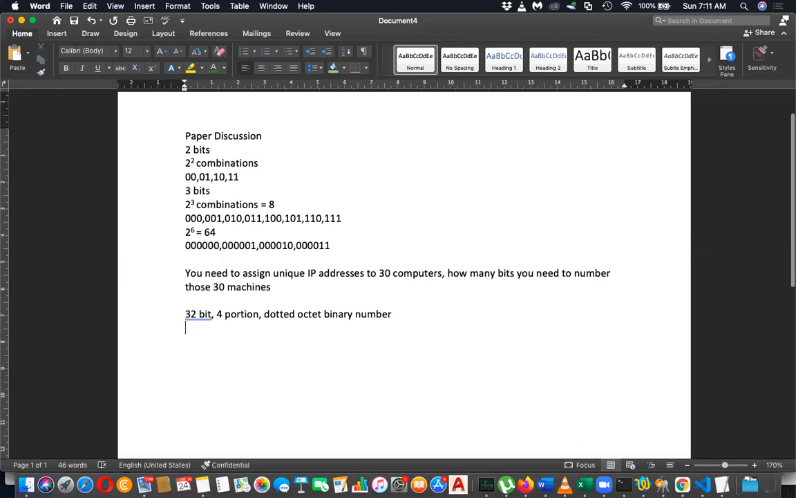A 32-bit number with 4 portions of 8 bits each, a binary number represented in decimal. For example, this is the minimum. In decimal it is 0.0.0.0. Maximum is this.